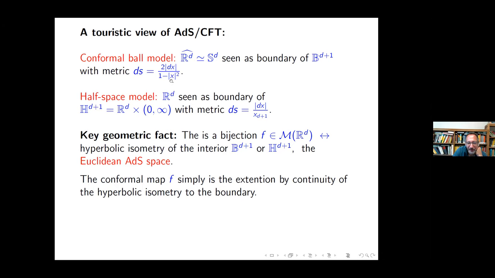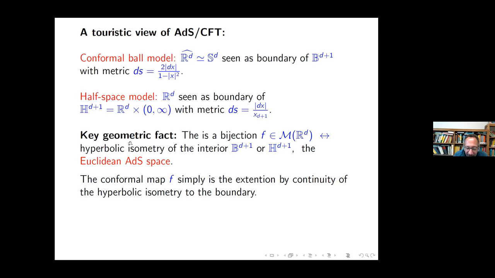Here x is a vector with d plus one components, and this blows up as you approach the boundary. So it's like the Poincaré disk. Likewise, there is another way to visualize this using the so-called half space model. In that case, R^D is seen as the boundary of a half space, where you have an extra coordinate between zero and infinity, and the metric is given by this formula. Okay, there are also other models, well studied.